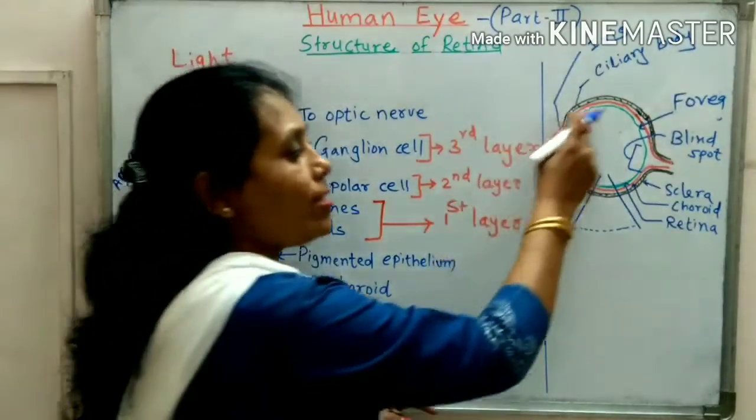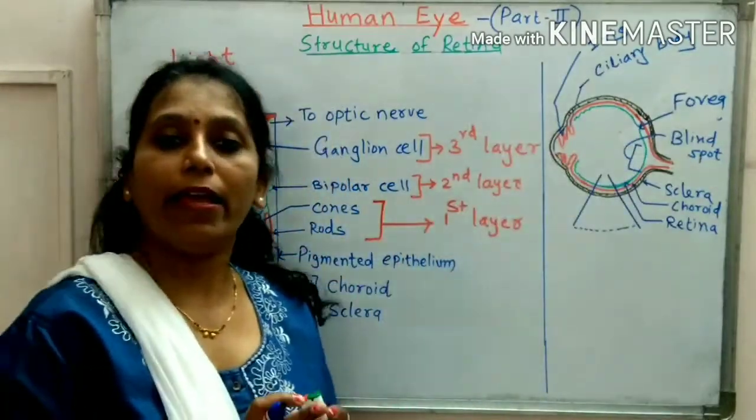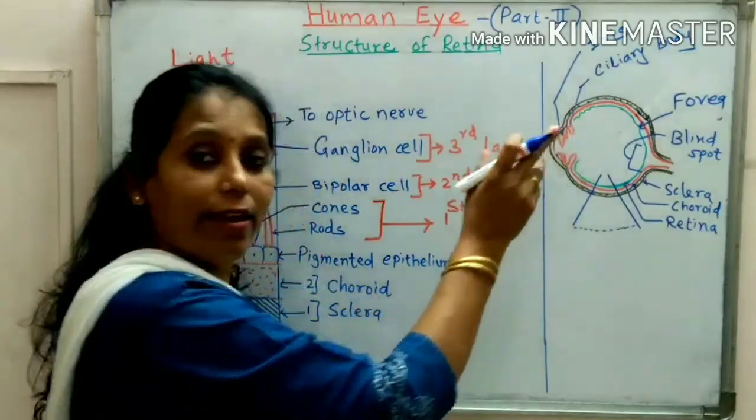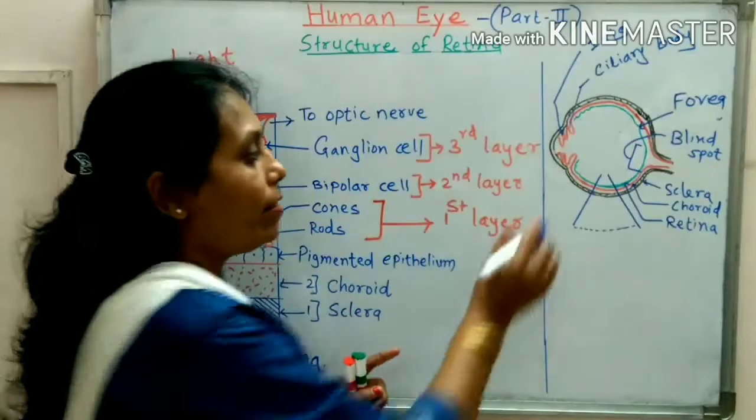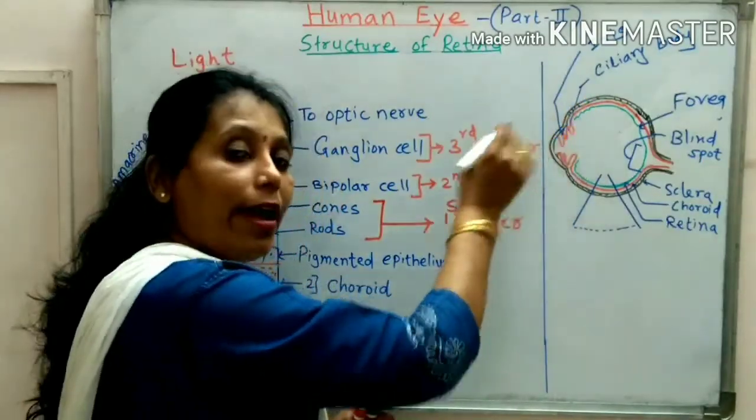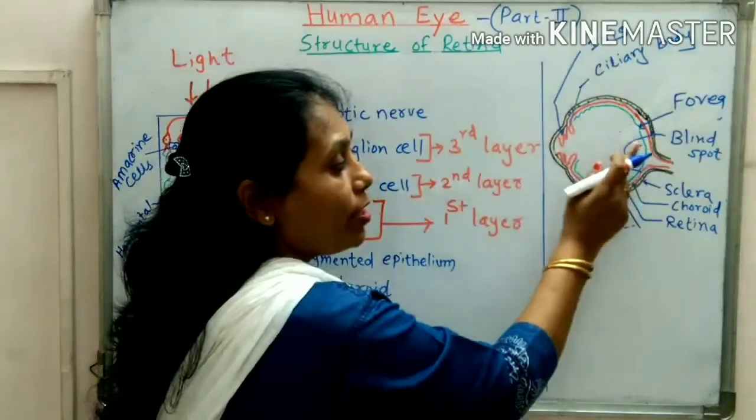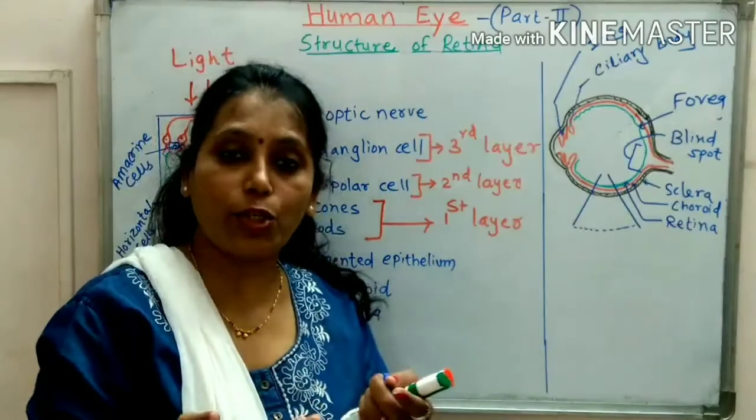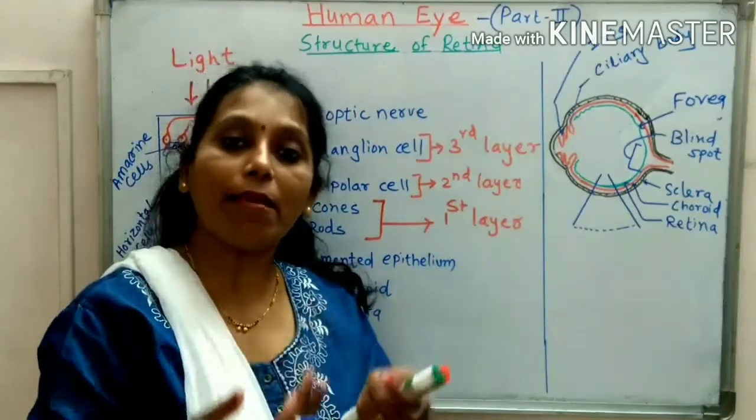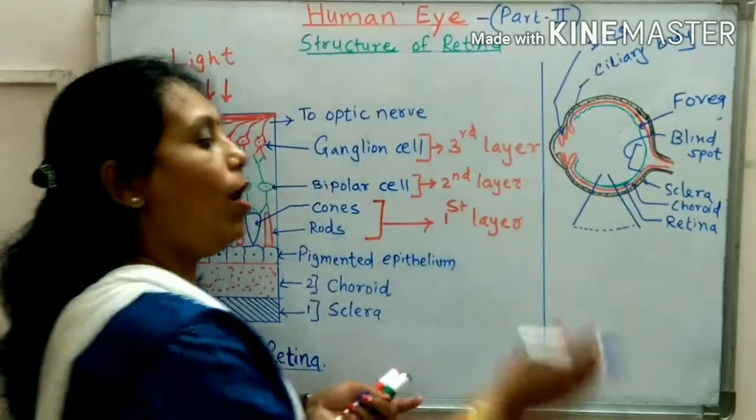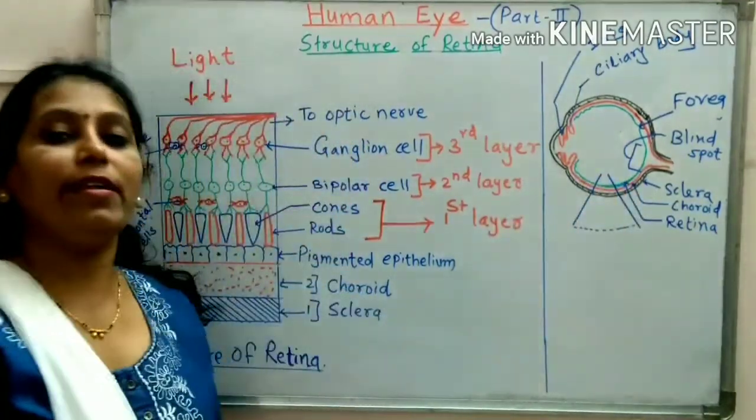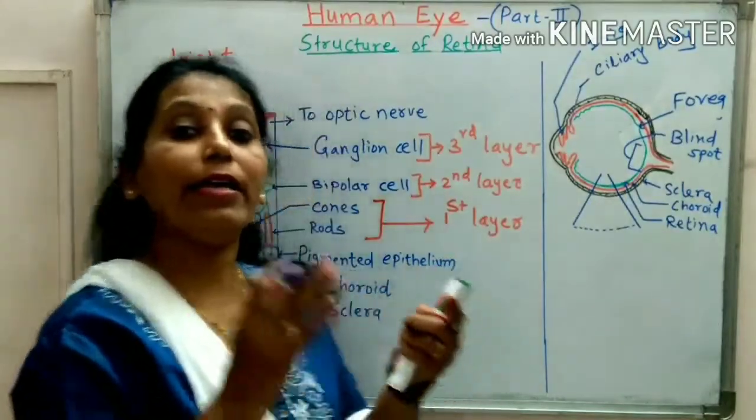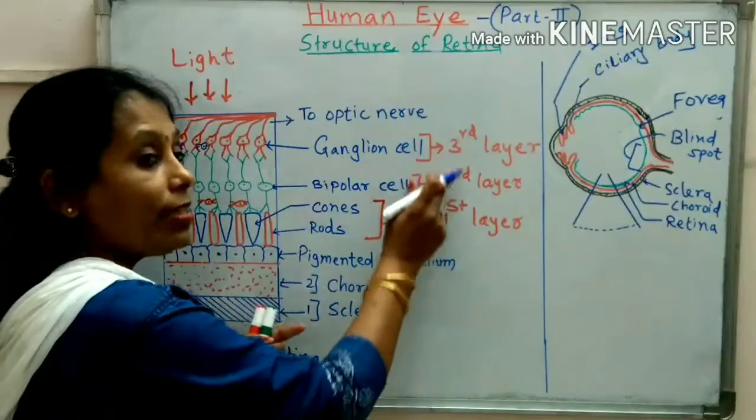Okay. Now the retina is divided into two regions. The anterior region, a single layer of cells, is the non-sensory part, which covers the ciliary body and iris, and the posterior region, which covers the choroid, is the sensory part, which consists of photoreceptor cells where the image is formed. Again, the retina is divided into two parts, outer part and inner part. The inner part consists of these three layers.